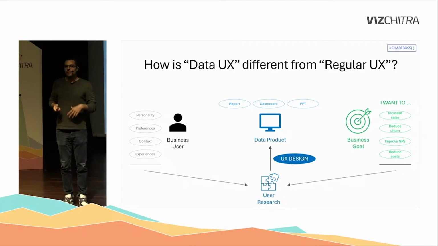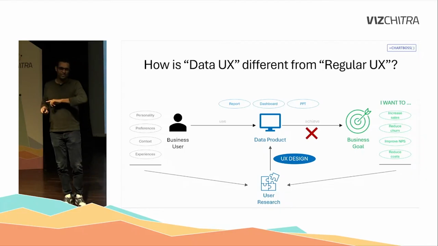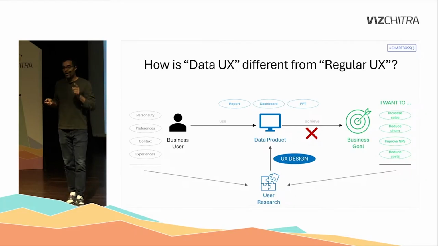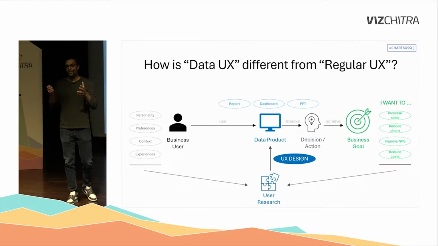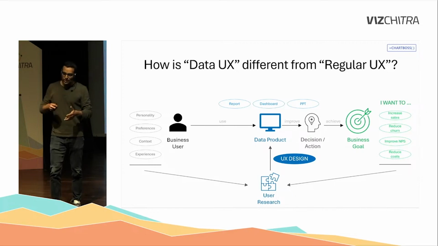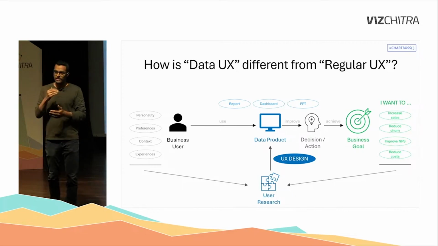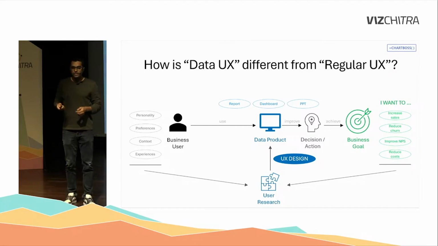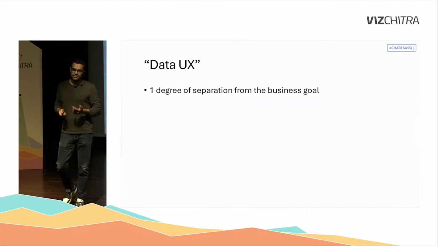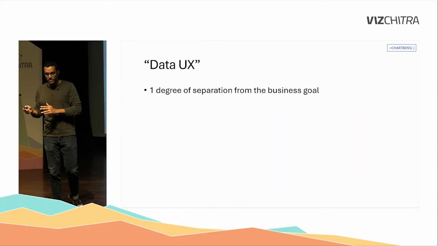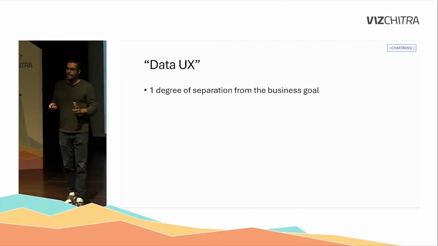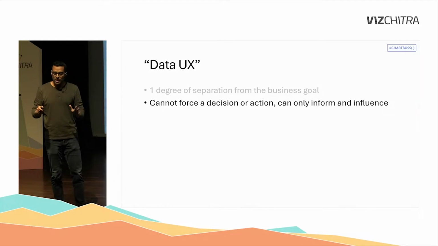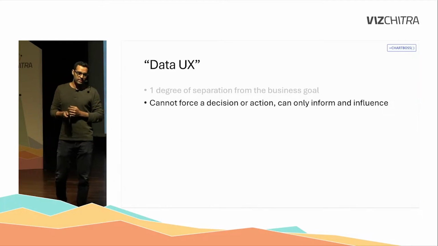Now you might assume that the user can use this data product and achieve their goals, but that's not how it works. All the user can do is use this product to improve the decision or action they're going to take, which then helps them achieve their goals, right? So data products are different in this sense that there's like 1 degree of separation away from the business goal, right? And all we can hope to do is to inform or influence. We can't force anybody to take a particular decision.